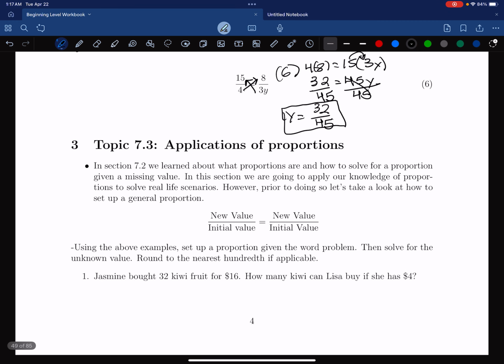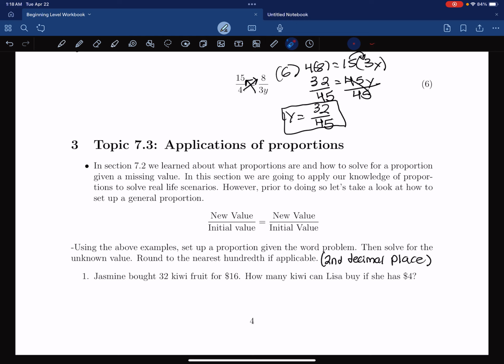So with that being said, in the following examples, let's solve the word problems by setting up a proportion. And then once we get that proportion set up, then we're going to solve for the unknown value or what we're solving for. And if needed, we are going to round to the nearest hundredths place. And just so we all are on the same understanding, hundredths place is the second decimal place.